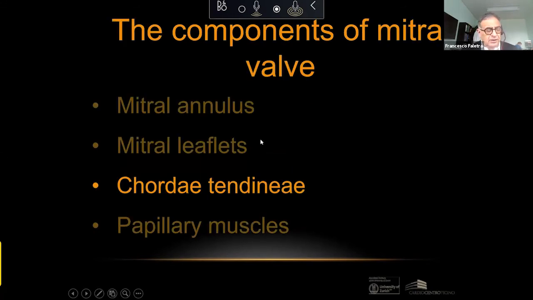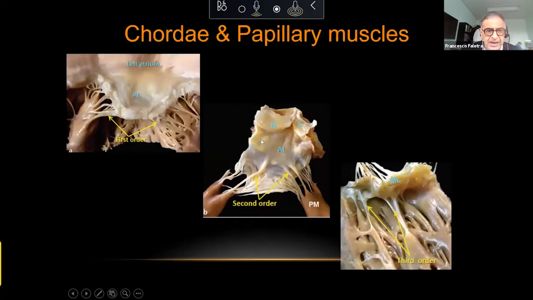So just have a good look at the chordae tendineae very quickly. We have three types of chordae tendineae: the first order, the second order, and the third order. The first order are also called the marginal chordae, because they are attached on the margin or near the margin of a leaflet. So when one of these chordae tendineae is ruptured, the leaflet flails.